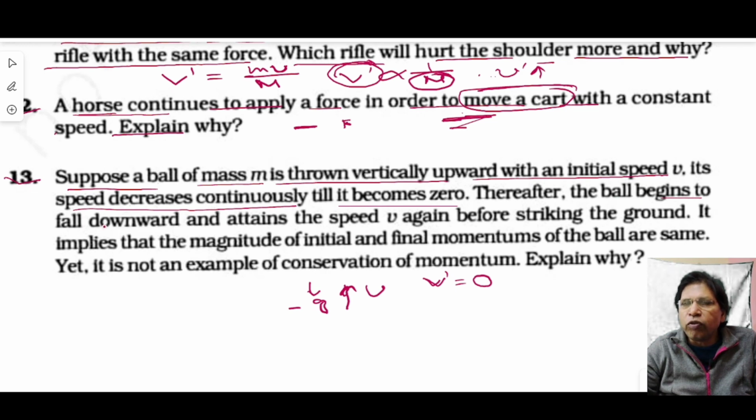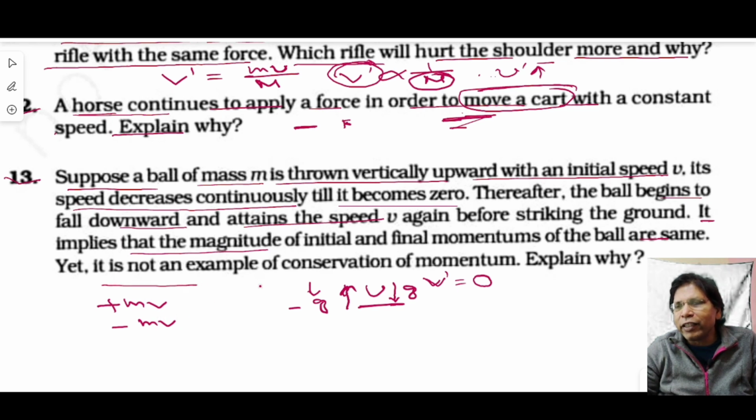Thereafter the ball begins to fall downward and attains a speed v. During downward motion, the acceleration acts on the body and it finally gains the same velocity at the point of projection. It implies that the magnitude of initial and final momentum of the ball are the same. No, no, look at this. Momentum is a vector quantity. During upward motion the momentum is positive, but during downward motion the momentum is negative. So it is not an example of conservation of momentum. Conservation of momentum takes place in the collision of two bodies. During collision of two bodies, the momentum before collision is equal to the momentum after collision.